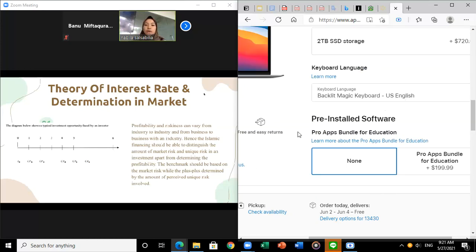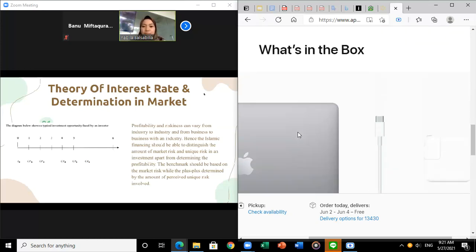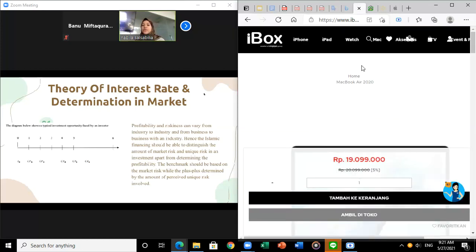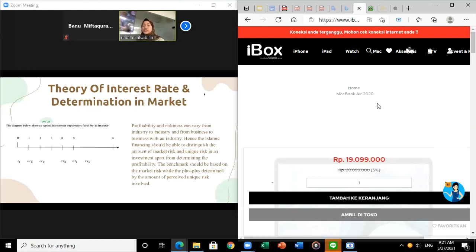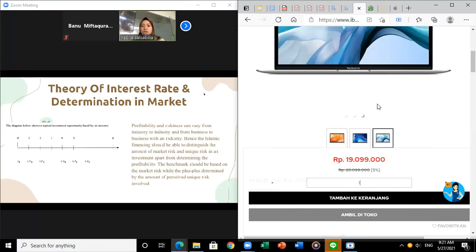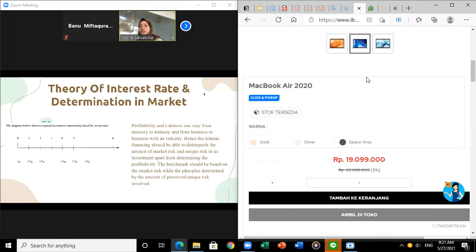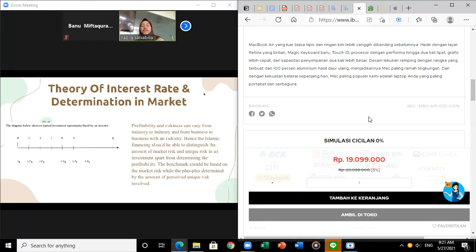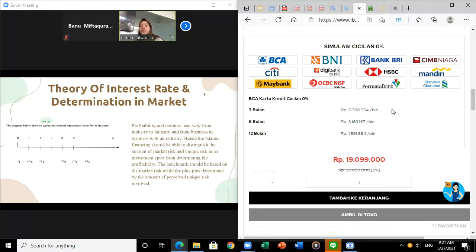So we can read from this slide, profitability and riskiness can vary from industry to industry and from business to business. The Islamic financing should be able to distinguish the amount of market risk and unique risk in the investment, apart from determining the profitability. So the benchmark should be based on the market risk, while the premium is determined by the amount of perceived unique risk involved.